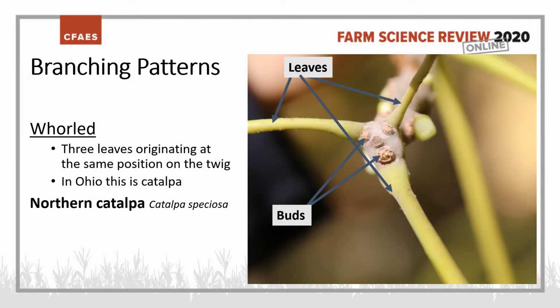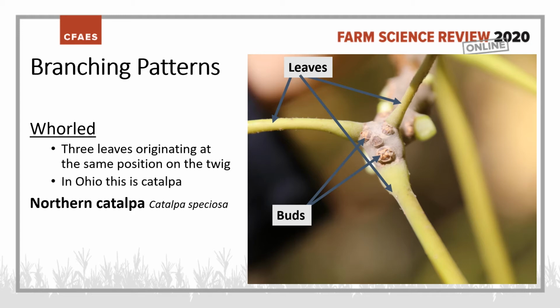And then we have whorled. There's typically one tree, which is catalpa. We do have some northern catalpa in Ohio and some southern catalpa growing in Ohio. But the key component here is that it's whorled. There are 3 leaves coming out from the same point. Here are 3 buds. And so you have this whorled look to the tree.